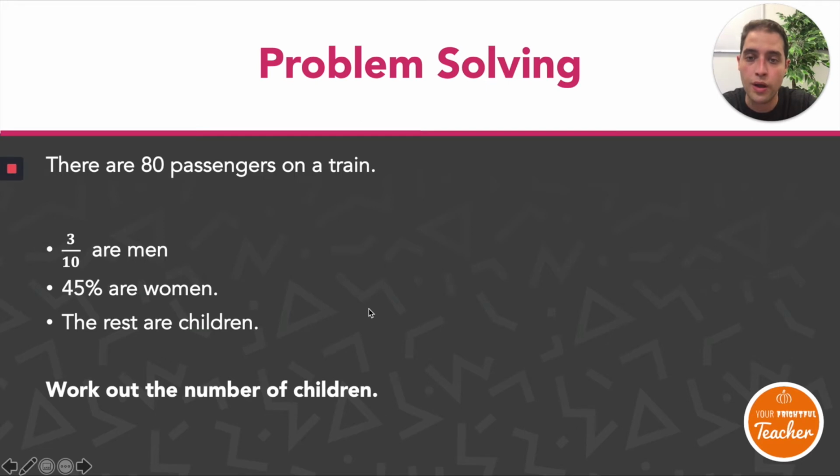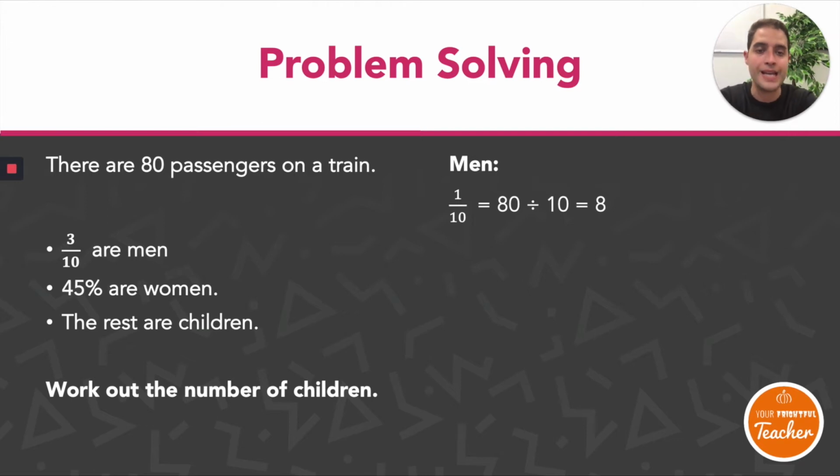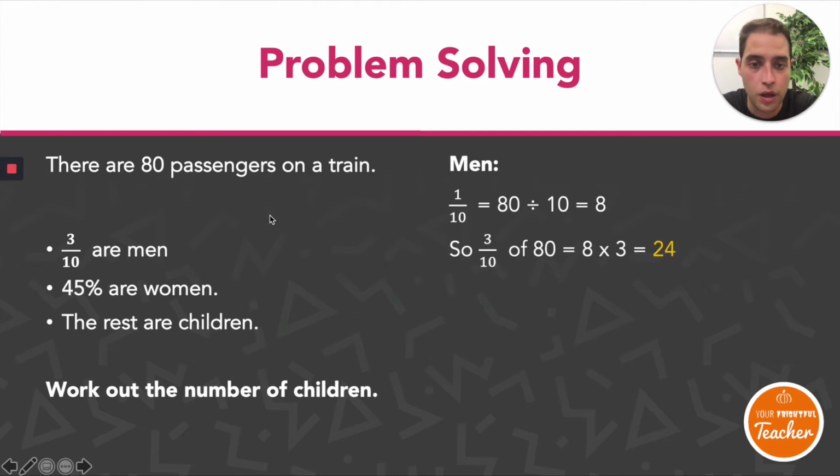So let's work it through. Let's start with men. So 1/10 of 80, the total value, is basically 80 divided by 10, which gives us 8. I want to know what 3/10 are. 3 over 10 of 80 is simply 8 times 3, that top number, that gives us 24. So there's 24 men on the train.